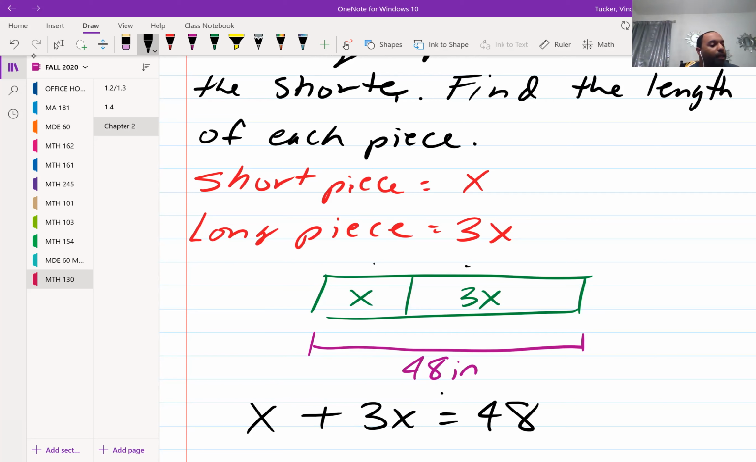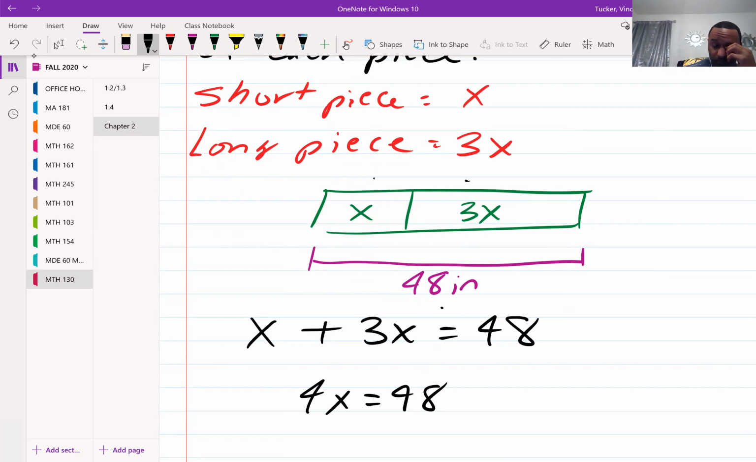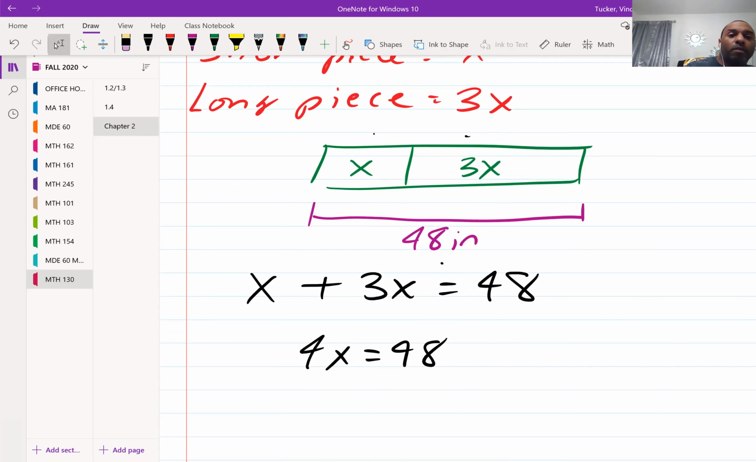All right. Is everybody okay with that before we go ahead and solve? All right, so x plus 3x is 4x. There we go. And now we can divide both sides by 4. x is equal to 12.